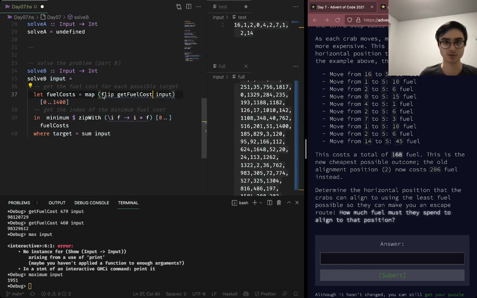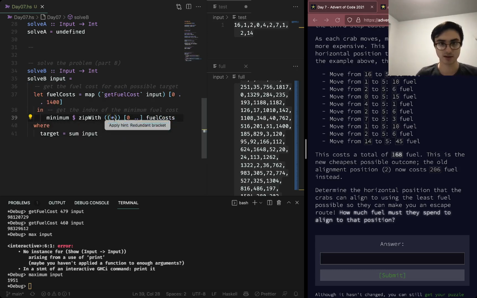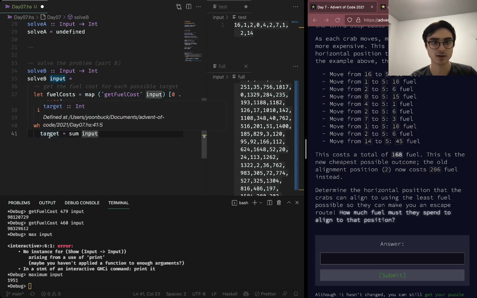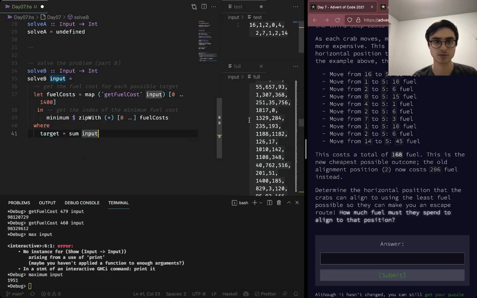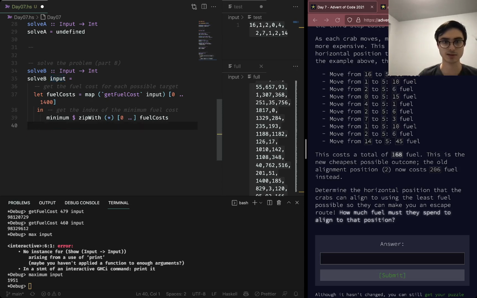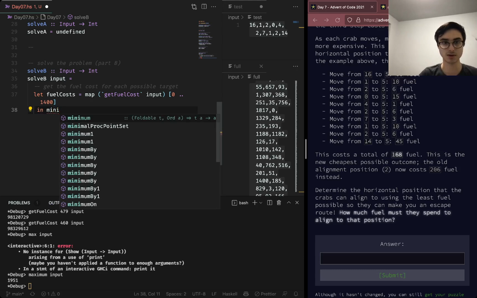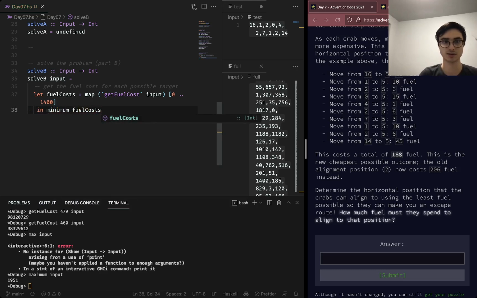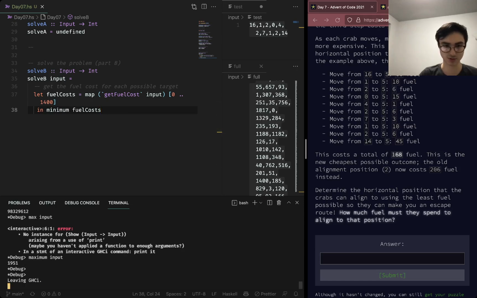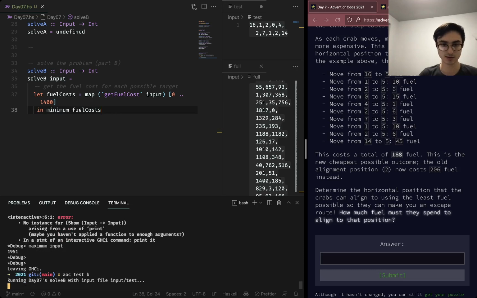And it wants me to, okay. Oh, it's going to want me to use a section. Yep. And that can be that, and that can be that. Where target is, we're not even using this thing called target, so I don't know what that is. Minimum. Oh, we just need to minimize the fuel cost. So actually, in minimum fuel costs, I think that's right. Let's try that. Test B.